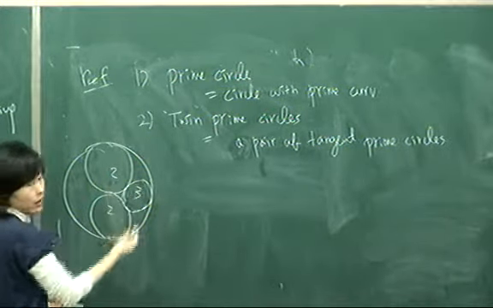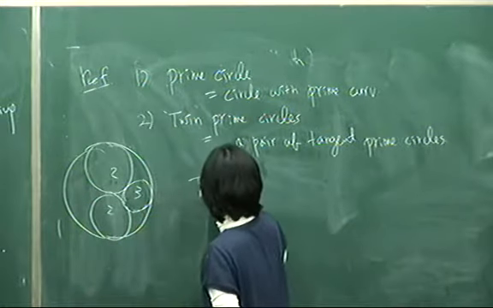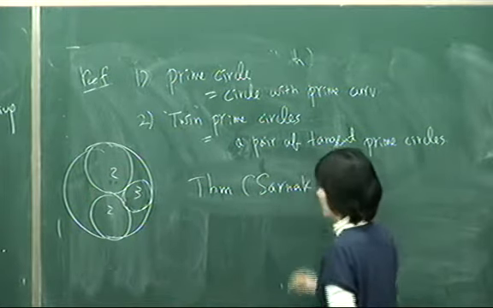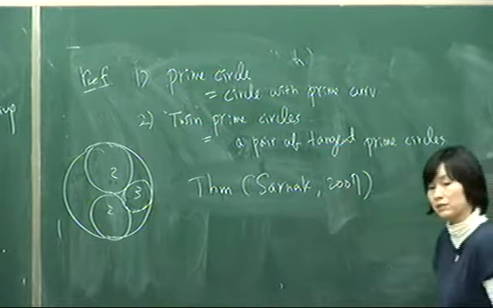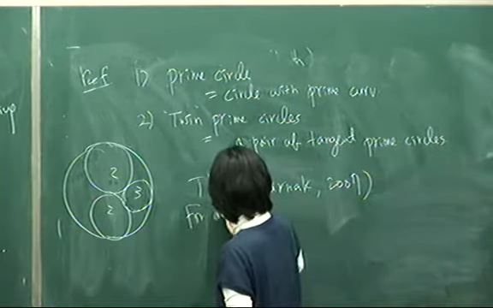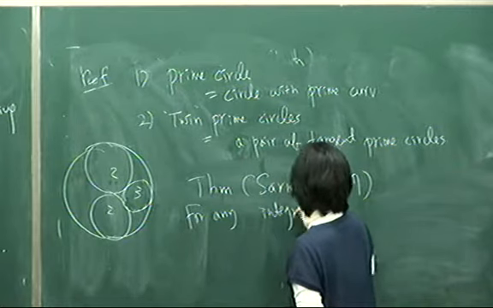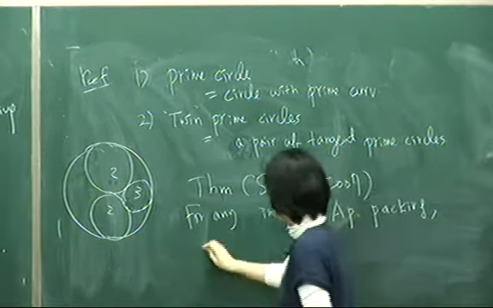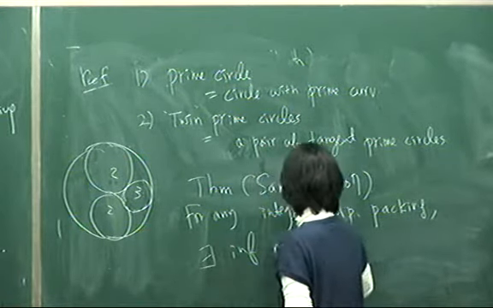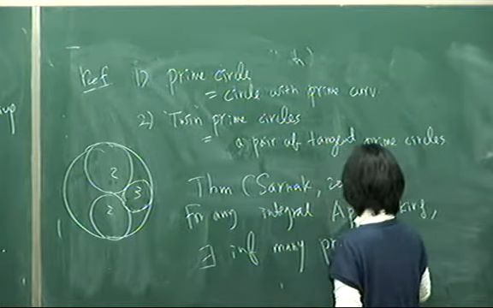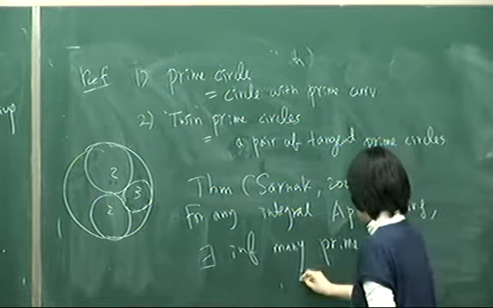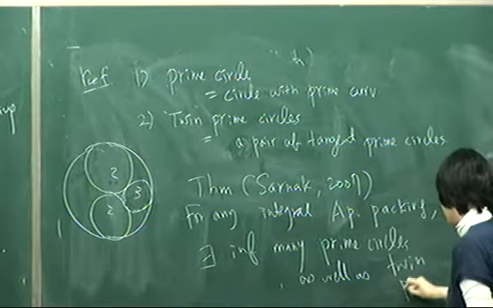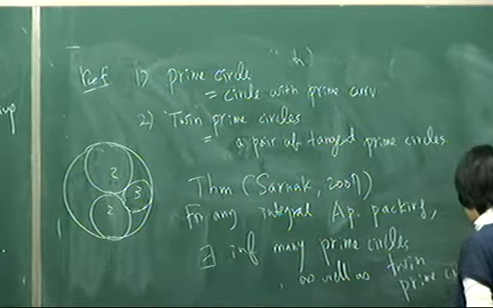And Sarnak showed in 2007 that for any integral Apollonian circle packing, there exist infinitely many prime circles, as well as twin prime circles. Okay.